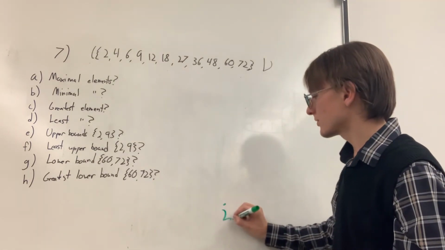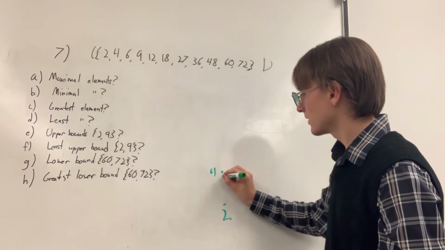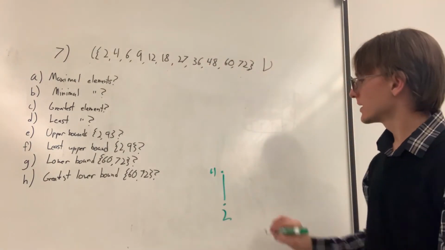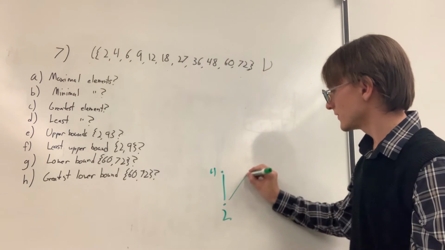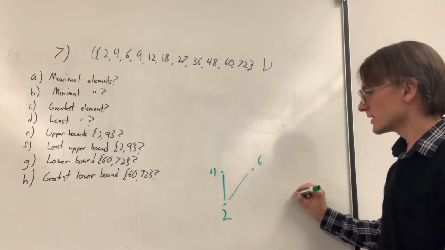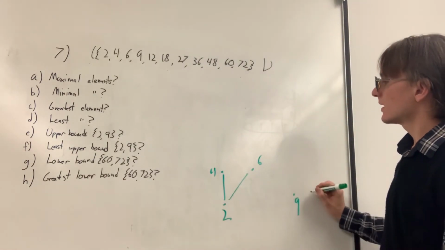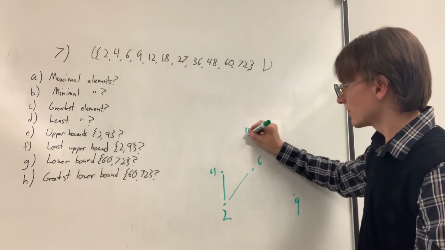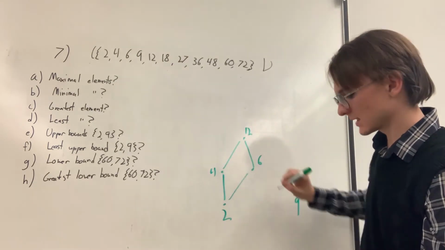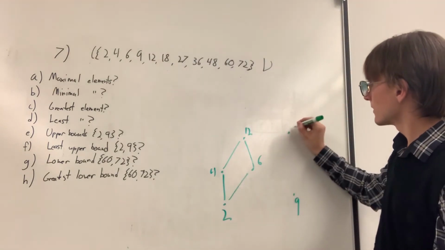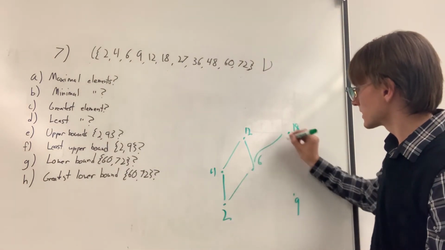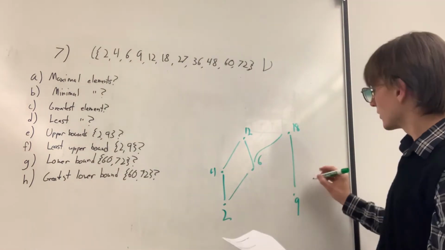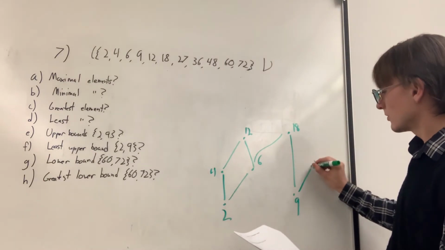2 is on its own. 4 is divisible by 2. 6 is also divisible by 2. 9 is on its own. 12 is divisible by 4 and 6. 18 is divisible by 6 and 9. 27 is divisible only by 9.